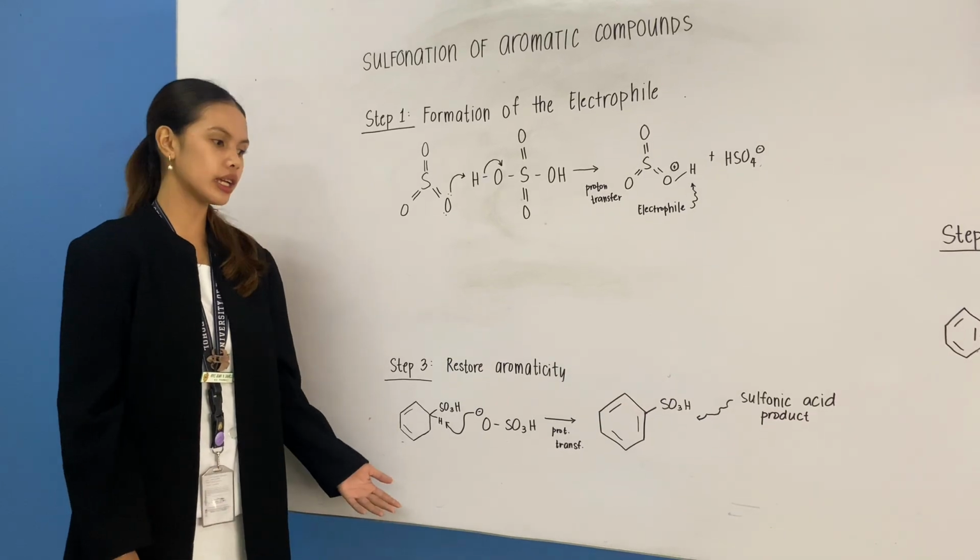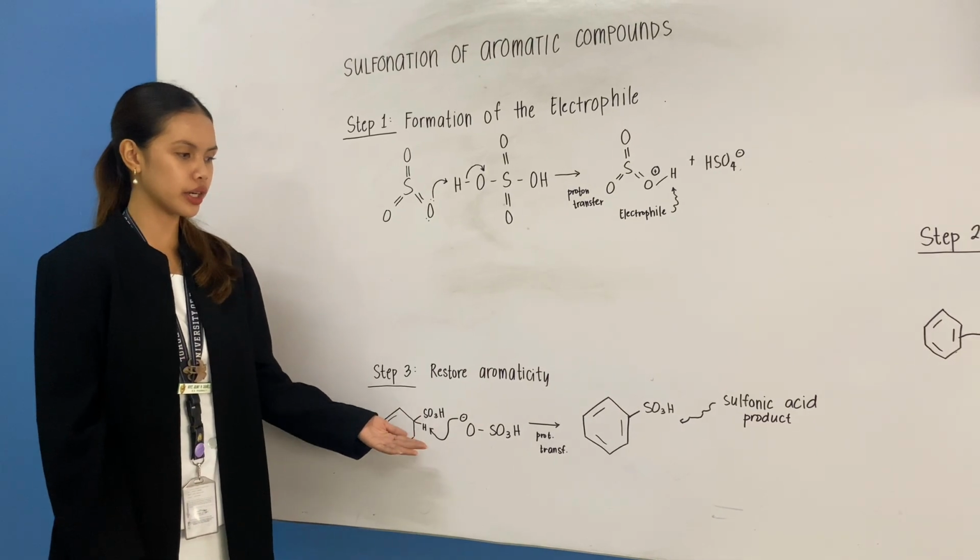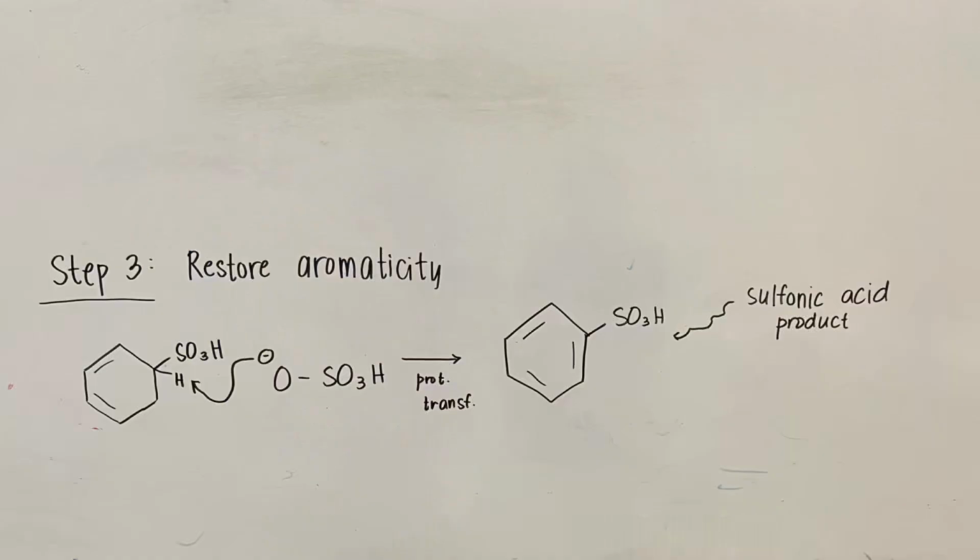So step 3 and lastly would be to restore aromaticity. So finally, we are going to restore our aromaticity by removing the proton from our carbocation. In this reaction, we're again going to be using the sulfuric acid conjugate base for this purpose, and that yields us our final product, the sulfonic acid.